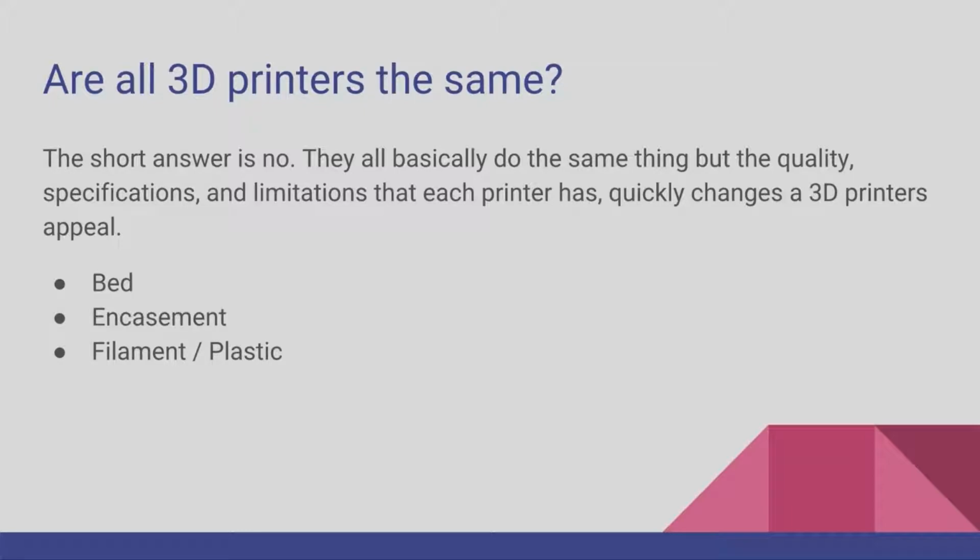You also have encasement. Some printers have an open display, and other ones are more closed in. In a junior high and even a senior high setting, it's probably better to have an encasement, because in that way it's less likely to be touched by a student. So then we have our plastics. So not all 3D printers can use the same type of plastics. So it is something that you should be cautious of when looking for printers and the required plastics.